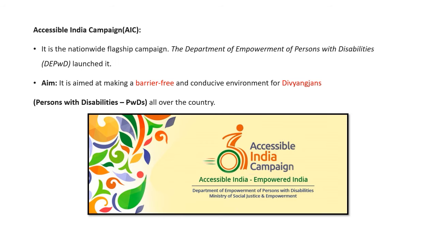So what is the Accessible India campaign? It is a nationwide flagship campaign by the Department of Empowerment of Persons with Disabilities. It is aimed at making a barrier-free and conducive environment for Divyangjans. Divyangjans means persons with disabilities. They may have a disability in hands or legs, or in movement from one place to another.